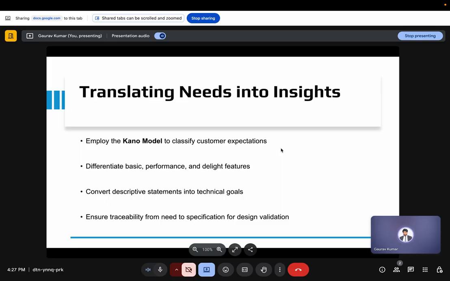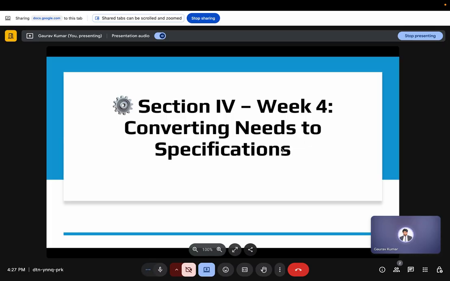Now we are moving towards the next one. So now we are slowly moving towards week 4, converting needs to specifications. What we will learn here: we will define the specifications, quality function deployment, QFD, and benchmarking competing products, and lastly we will see balancing trade-offs. Okay, so now let's start.